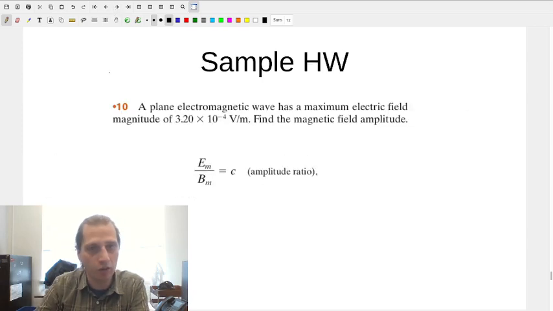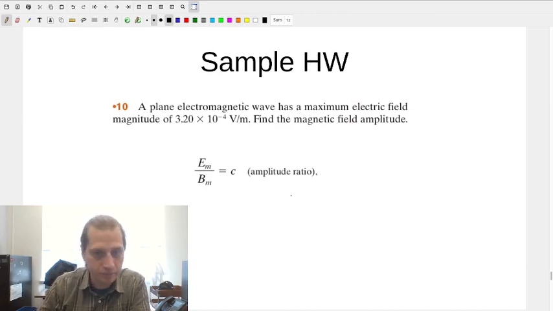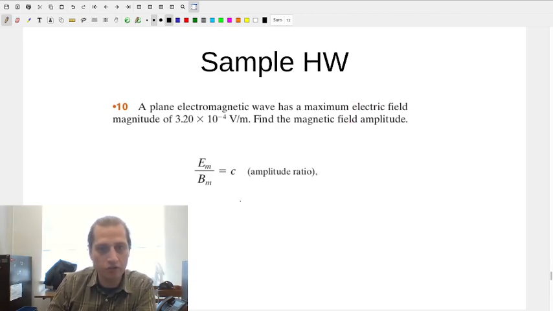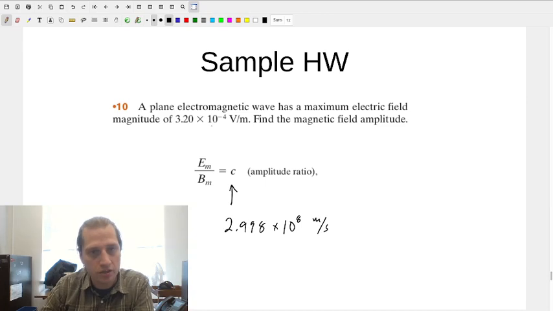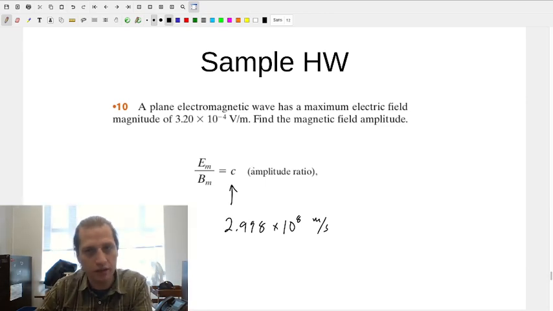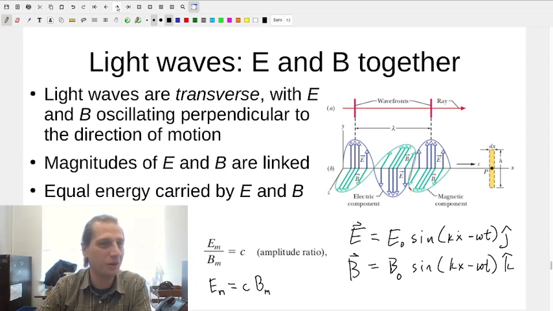So I give you a little homework problem to make sure that you understand the difference here. And all I want you to do there is actually use that c, 2.998 times 10 to the 8th meters per second. So there's going to be a big difference between the magnitude of the electric field and the magnetic field. And just to say it again, which one is going to be bigger? Well, E max is much bigger in magnitude, although they don't have the same units. So it's sort of comparing apples and oranges.